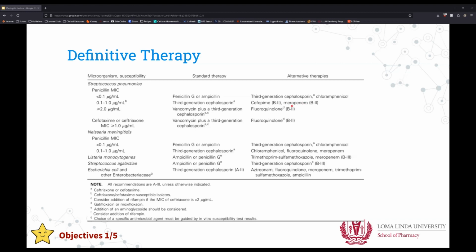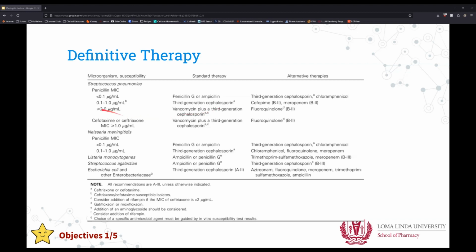Some more specific things to know about each agent: with cefepime, high doses can cause neurotoxicity, so that is a concern. And in meropenem's case, usage may lower the seizure threshold, so it might not be as ideal in a patient who has seizure history.